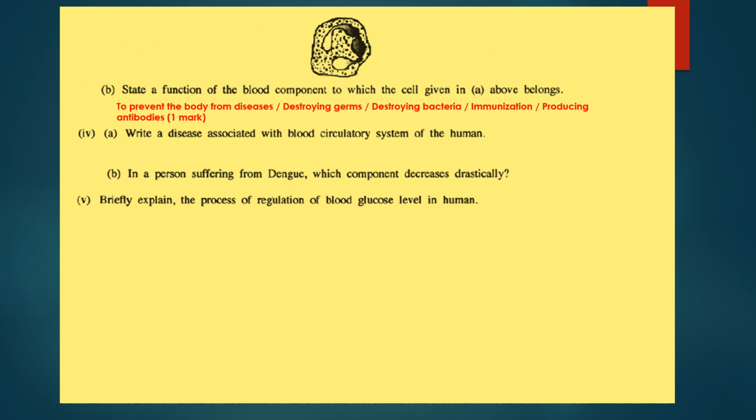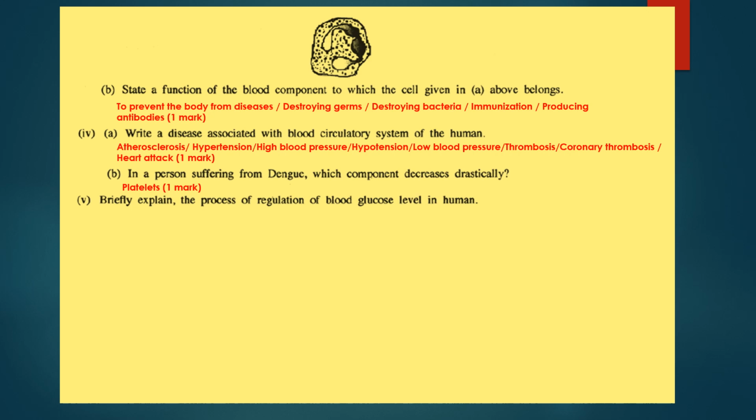Part 4A. Write a disease associated with the blood circulatory system of the human. Atherosclerosis, hypertension, high blood pressure, hypotension, low blood pressure, thrombosis, coronary thrombosis, heart attack. You can earn 1 mark if you have written a correct answer. B. In a person suffering from dengue, which component decreases drastically? Platelets. You can earn 1 mark.